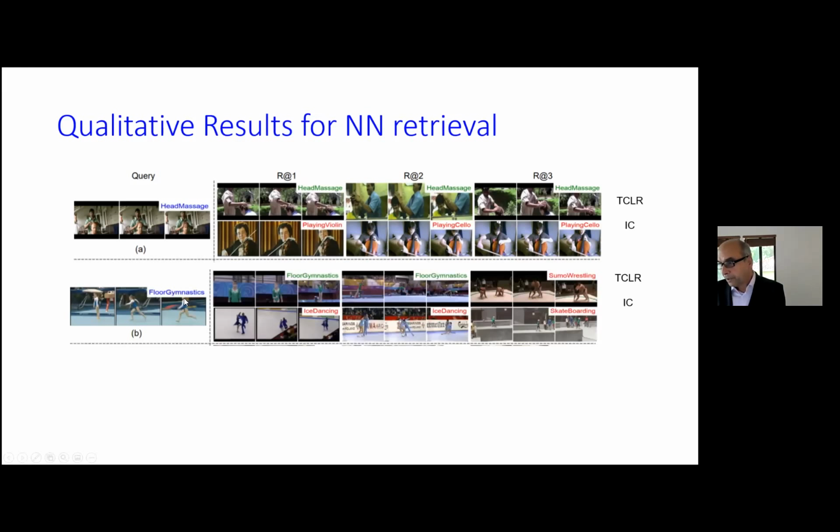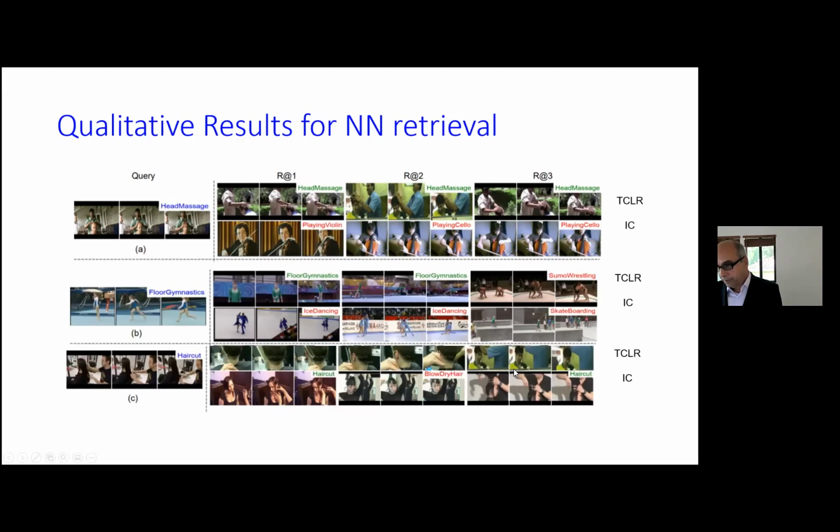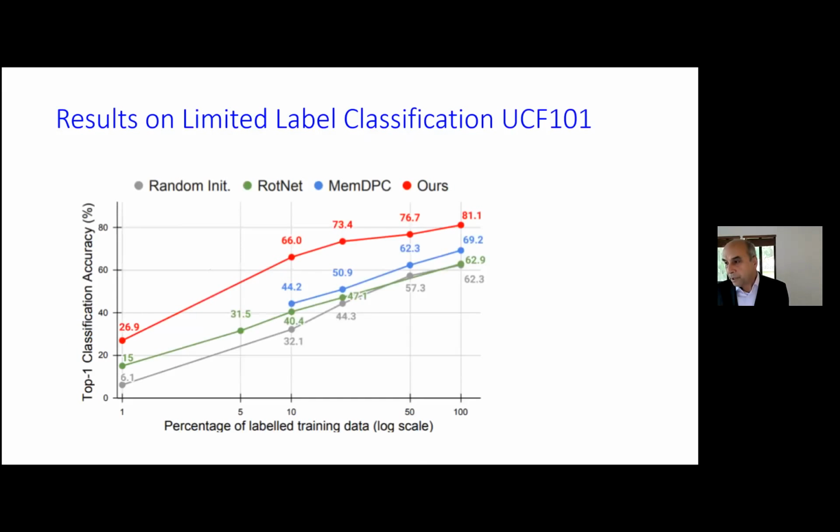Second, floor gymnastics. We get 2 correct, 1 wrong, and here all are wrong with only IC, the instance contrastive loss. This one, the haircut, we get all correct. And this one is blow dry and haircut, 1 wrong. So that's qualitative results. The other thing we can do is use limited labels. Let's say we use only 10% of the labels for fine tuning, or 50%. We compare that with our method, which works pretty well compared to RotNet, MemDPC, DPC, and so on. So that also does pretty well here.